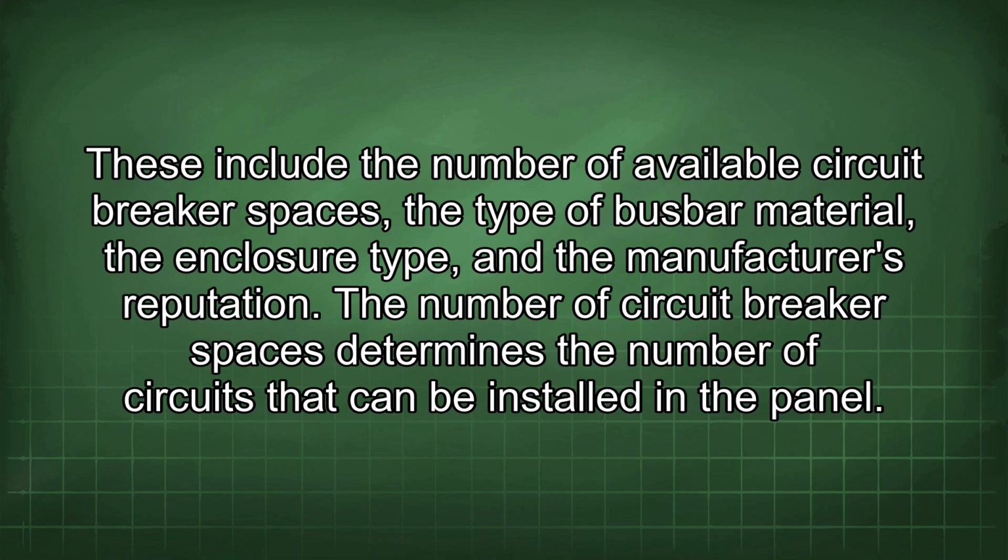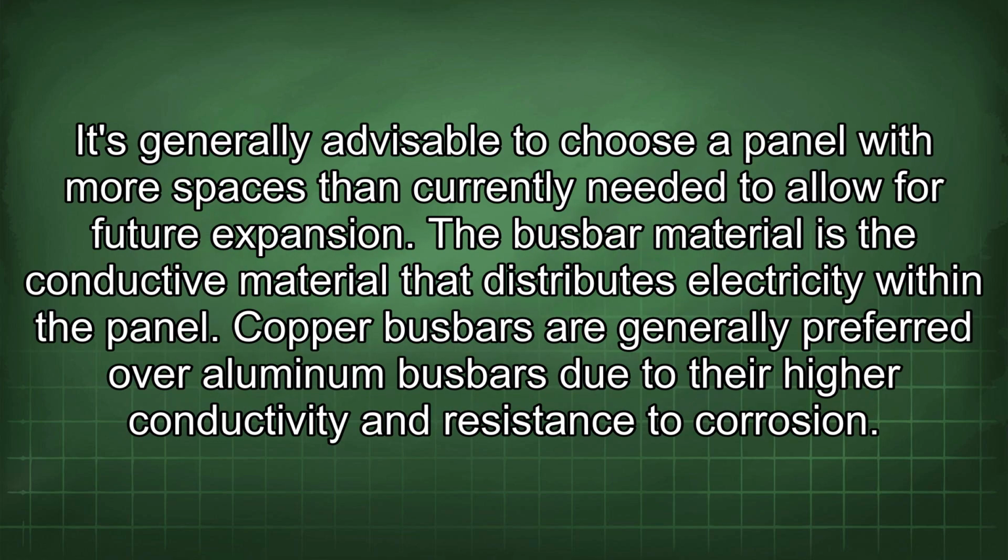These include the number of available circuit breaker spaces, the type of busbar material, the enclosure type, and the manufacturer's reputation. The number of circuit breaker spaces determines the number of circuits that can be installed in the panel. It's generally advisable to choose a panel with more spaces than currently needed to allow for future expansion. The busbar material is the conductive material that distributes electricity within the panel. Copper busbars are generally preferred over aluminum busbars due to their higher conductivity and resistance to corrosion.